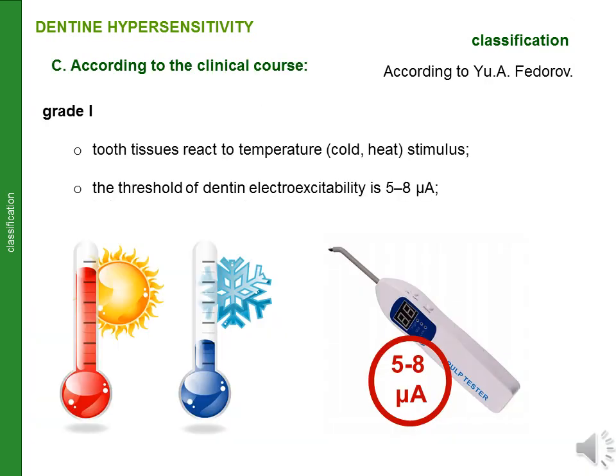Group C, according to the clinical course. Grade 1. Tooth tissue reacts to temperature, cold and hot stimuli, and the threshold of dentin electroexcitability is 5 to 8 microamperes.